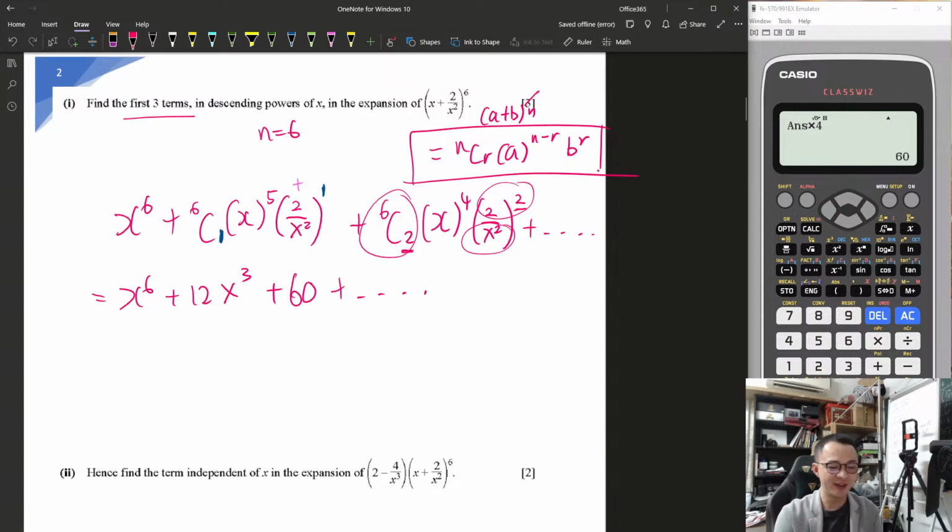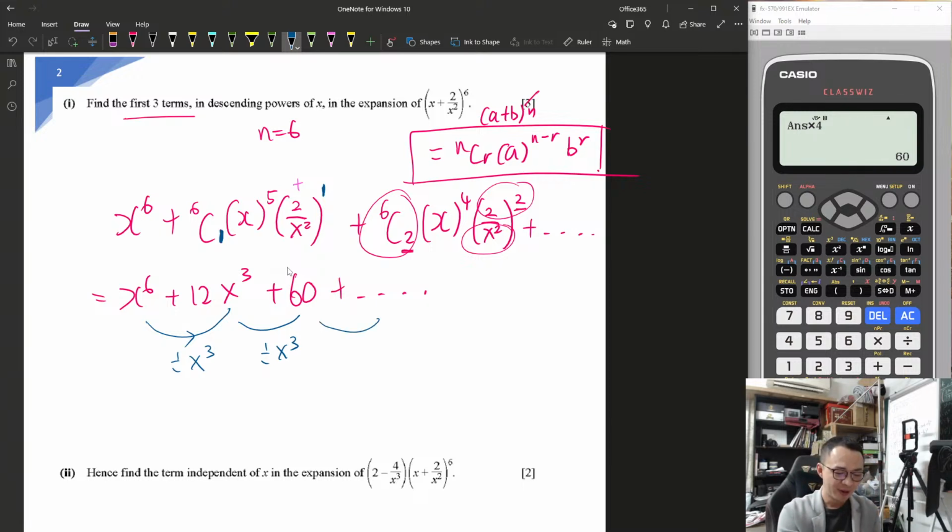So that means if the bracket (x plus 2 over x squared) power of 6, if I expand, this is the first three terms. If you say, sir, can you expand all the terms? Yeah, it's still possible, but I'm not going to do it now. I want you to see the relationship between each term. This is something like dividing by x power of 3, and this is the reason why here it must divide by x power of 3. So you can see the powers keep on decreasing.